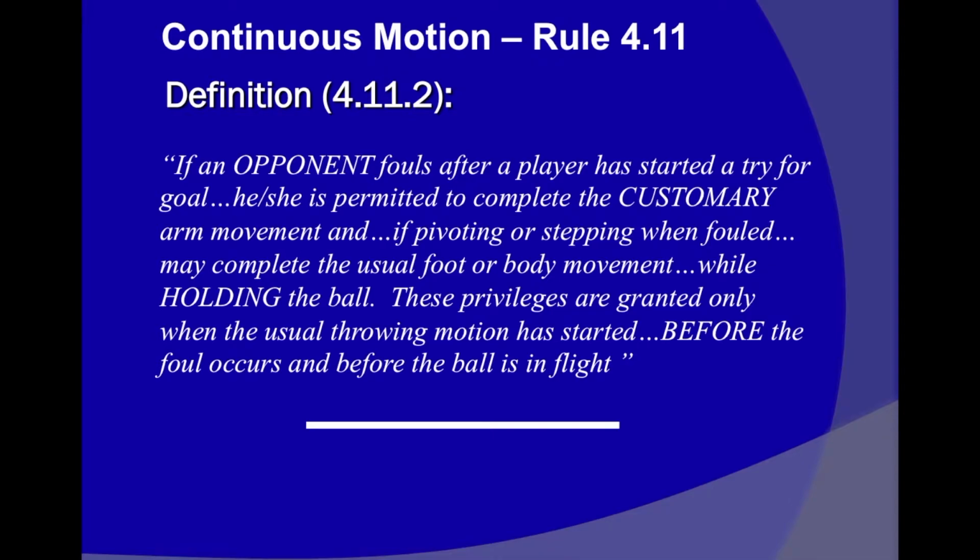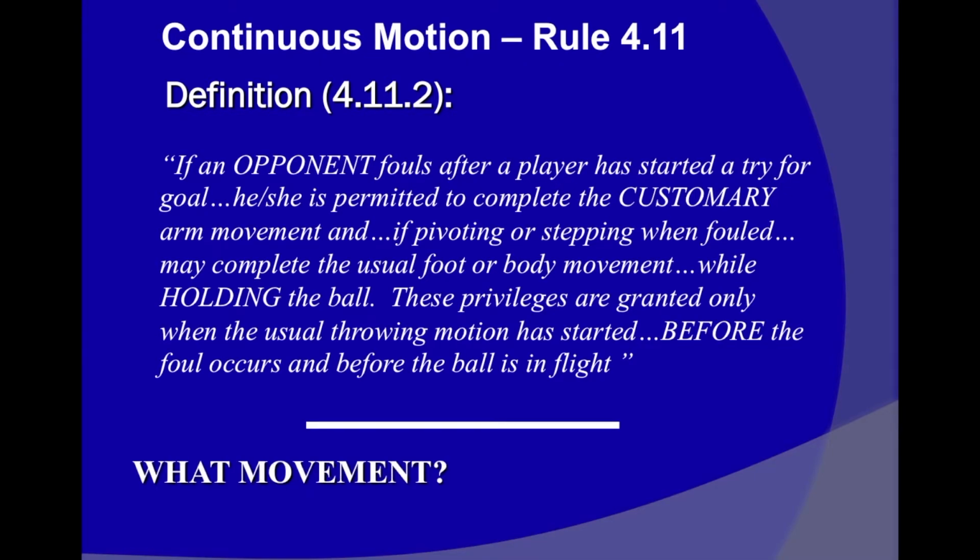The continuous motion rule defines what customary movements are permitted. By rule, the player is permitted to complete the customary arm movement, and if pivoting or stepping when fouled, may complete the usual foot or body movements while holding the ball. These privileges are granted, of course, only if the usual throwing motion has started before the foul occurs and before the ball is in flight.